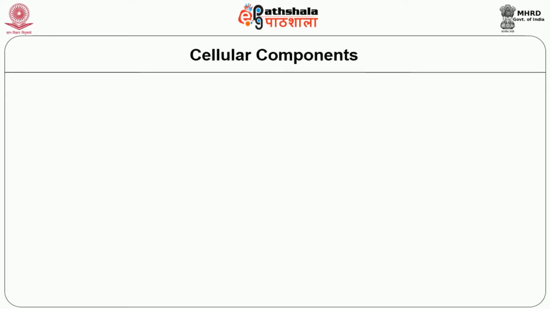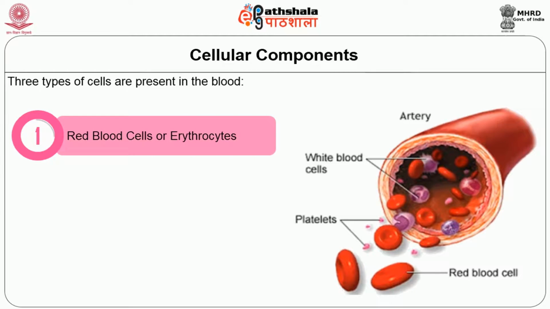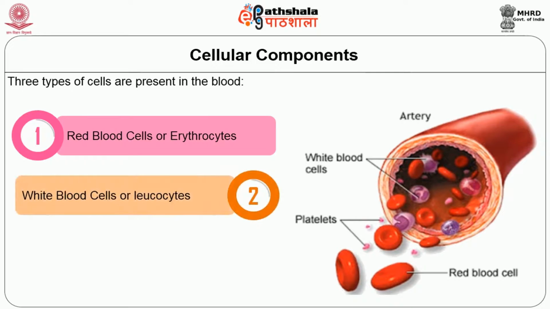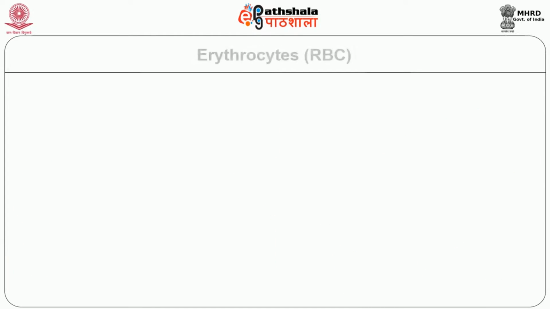The next aspect that we are going to see in blood is about the cellular components. There are 3 types of cells which are present in the blood. Number 1 is the red blood cells, which are also called the erythrocytes. Number 2, the white blood cells or the leukocytes. Number 3, the platelets or the thrombocytes. Now we'll see each one by one.